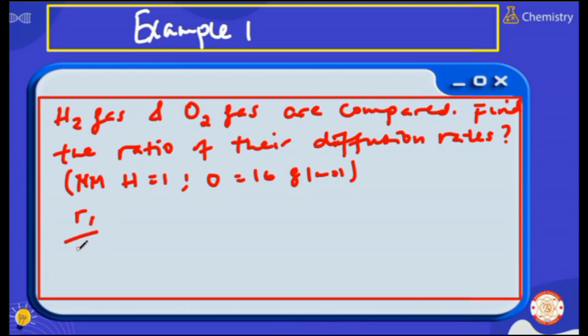R1 over R2 is the same as the square root of molar mass of 2 over molar mass of 1. Because the gases are hydrogen and oxygen, let's say rate of hydrogen over rate of oxygen.